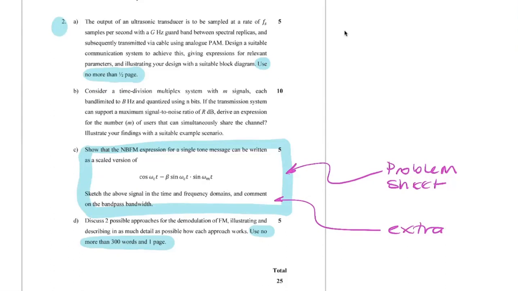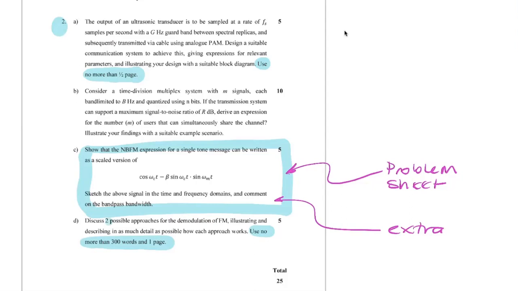Does that mean that you're not allowed to use 301 words? It doesn't mean that, no. Does that mean I expect something close to 300 words? No, it doesn't mean that. It just means that I don't expect 50 words. I expect a satisfactory explanation.